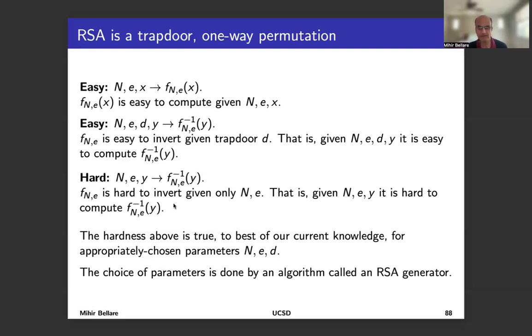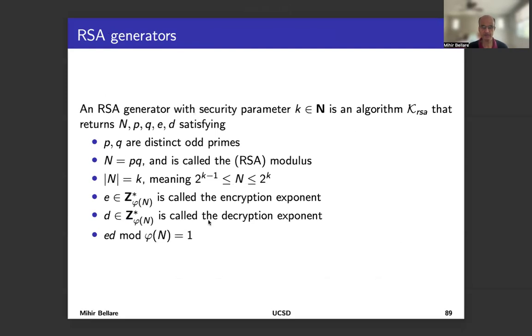And what we believe or expect is that this is computationally difficult. For properly chosen parameters, it's going to be rather hard, in the sense of taking a lot of time to get this computation done. And we will have to see what we mean by properly or appropriately chosen parameters. And that'll be one of the next things we come to. It'll be done by an algorithm we call an RSA generator. So let's look at what that is.